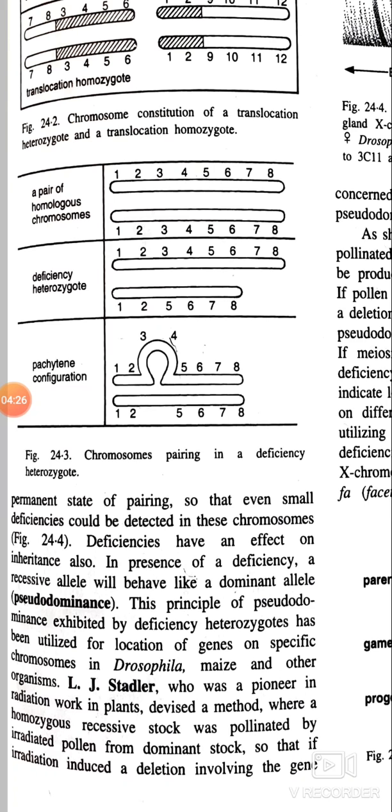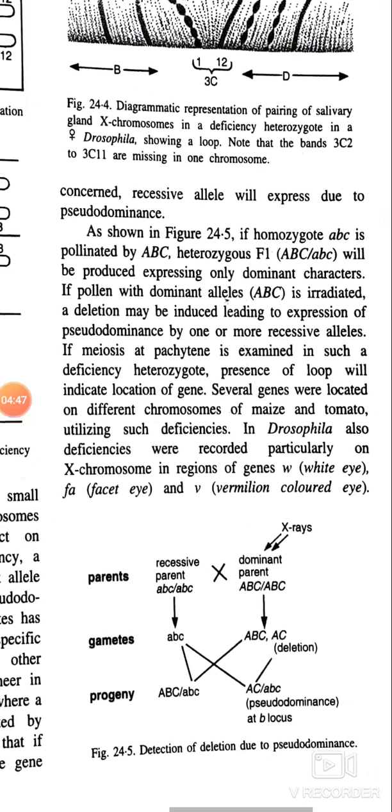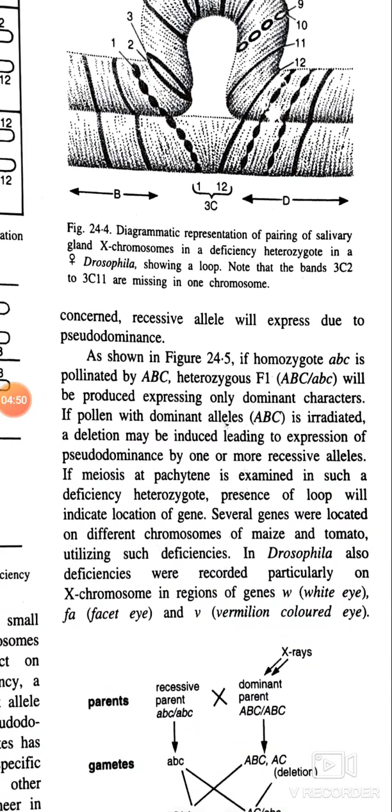L. J. Stadler, who was a pioneer in the radiation work in plants, devised a method where a homozygous recessive stalk was pollinated by irradiated pollen from dominant stalk, so that if radiation induced a deletion involving the gene concerned, recessive allele will express due to pseudodominance.